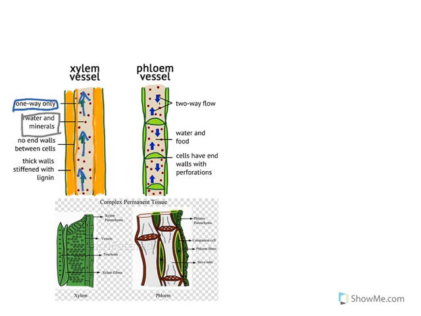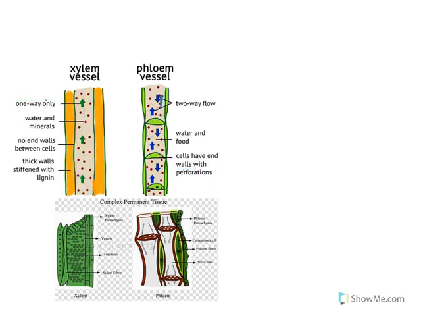When it comes to phloem, the phloem carries food and other substances, other products of photosynthesis. It also transports some amino acids. See how the food travels two-way. It's a two-way traffic, so some goes up and some goes down, in both directions. And the cells have end walls with perforations, meaning they have little holes, little pores, through which the material flows.